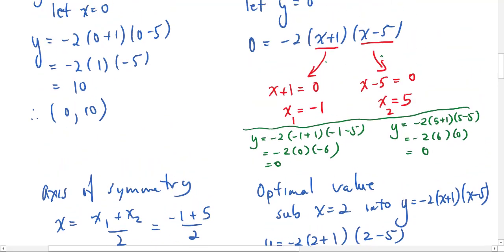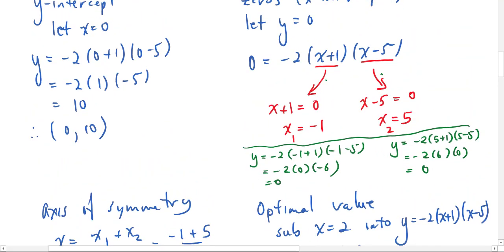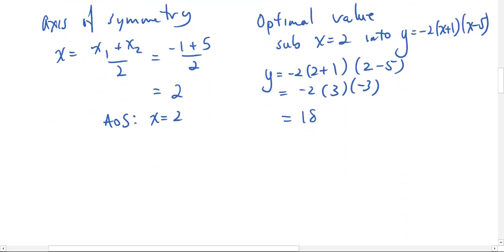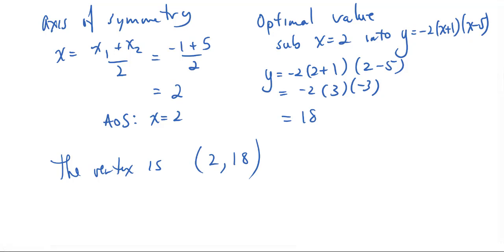So we found the zeros, we found the axis of symmetry, we found the optimal value, which now gives us the vertex. So the vertex is the axis of symmetry 2 plus the optimal value 18, and there is our vertex as shown in the graph above. So we're going to try this a few more times so you become more familiar with how to find a vertex without graphing.